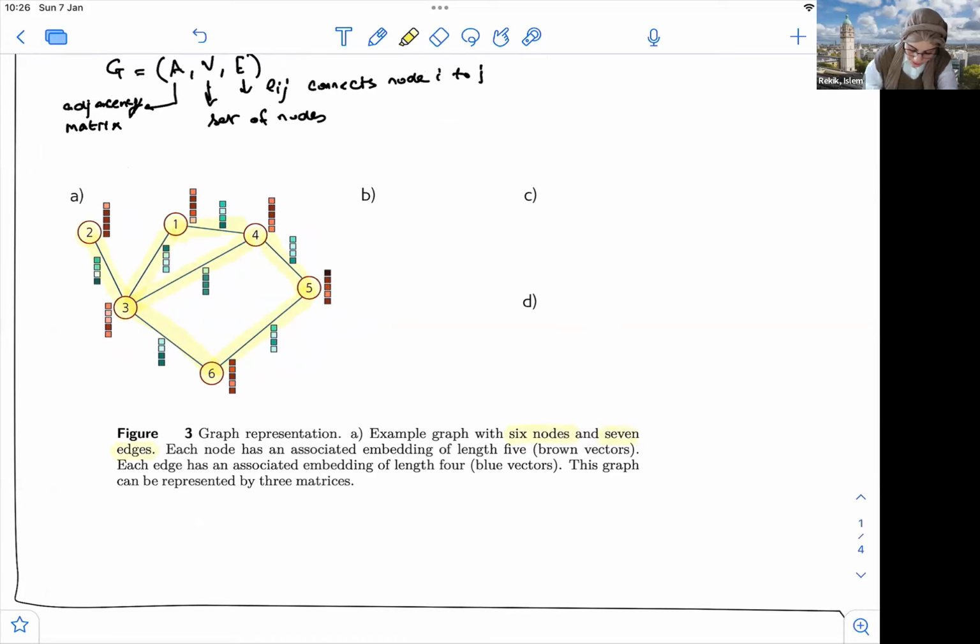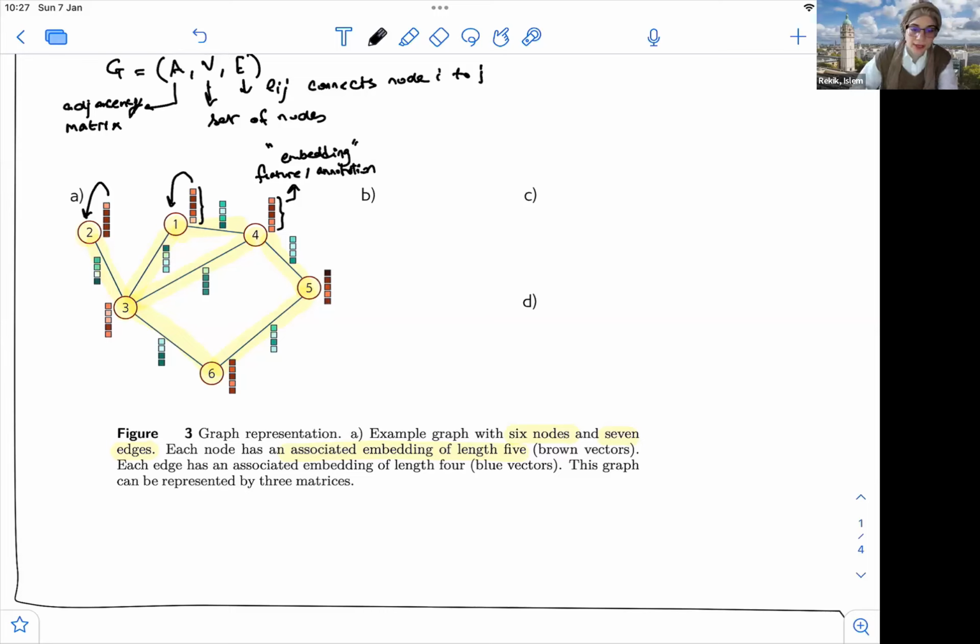Each node has associated what we call an embedding of length 5. The brown vectors here, because we're going to do deep learning, we will call them embeddings. But you can also call this vector a feature vector, or a node annotation. So there are different names that we use for these vectors that are assigned or stored for each node in the graph.